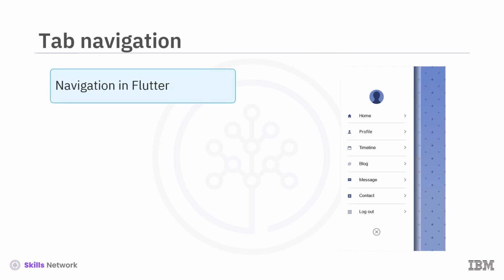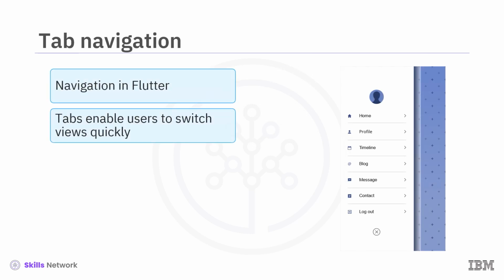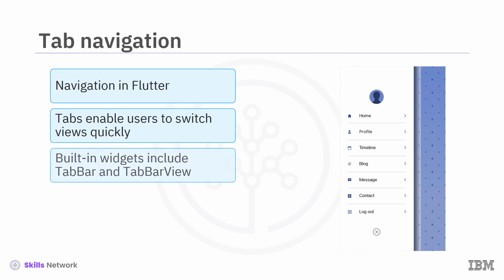Another type of navigation in Flutter is tab navigation. Tabs are an essential element of mobile app navigation, enabling users to switch between different sections or views swiftly without losing their current content. Flutter simplifies the implementation of tabbed navigation with its built-in widgets such as TabBar and TabBarView. By using these widgets, you can create an attractive and functional tab navigation experience that is ideal for organizing content into coherent segments.